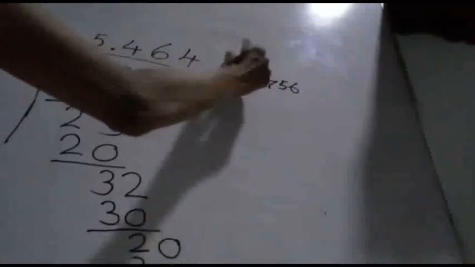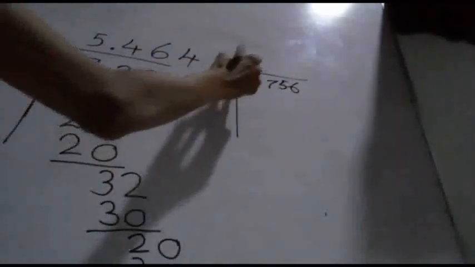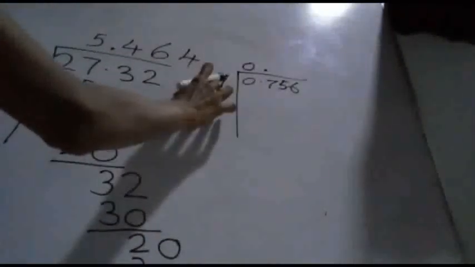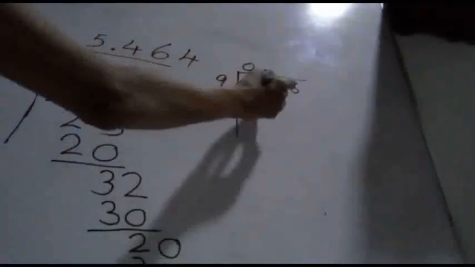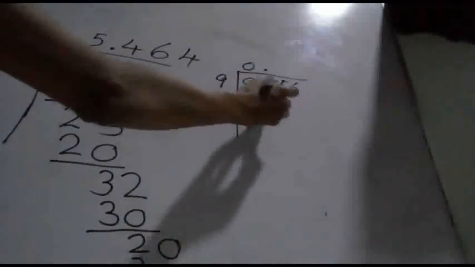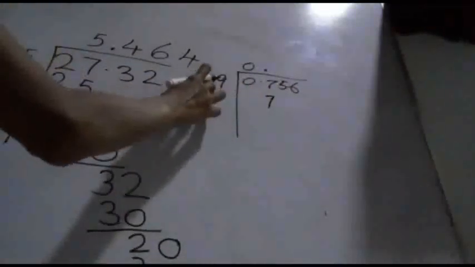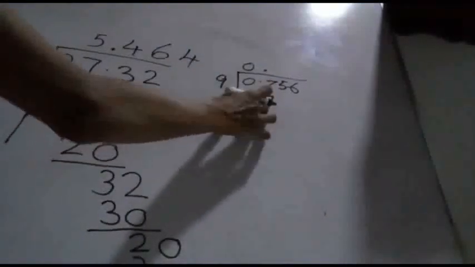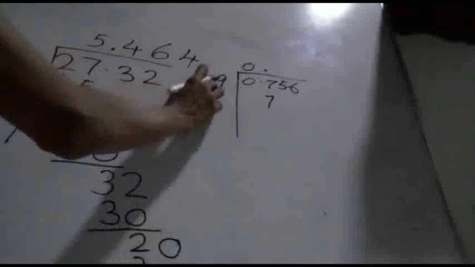0.756. 0.756 is divided by 9. We put the decimal point here. 9 is divided by 9. 0. We write this 7. 7 is not divisible by 9. There are no 9s in 7. 7 is less than 9.